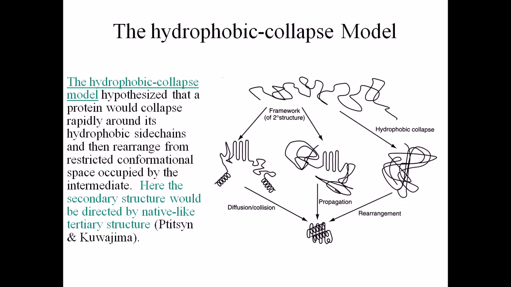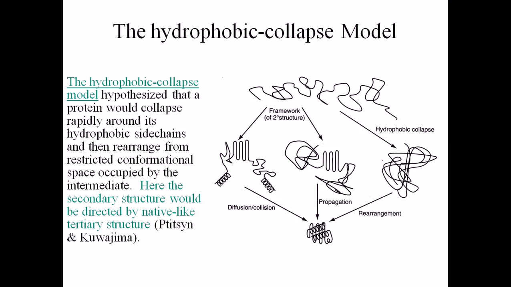So according to the hydrophobic collapse model, the amino acid sequence first makes the hydrophobic collapse, and after the hydrophobic collapse they will make the secondary structure. Then those secondary structures will interact with each other to make the tertiary structure. Now the tertiary structure will interact to make the quaternary structure. So these are the three different types of models that explain how a protein is folding.